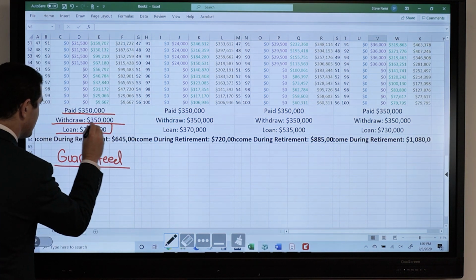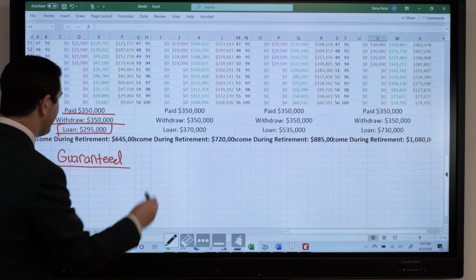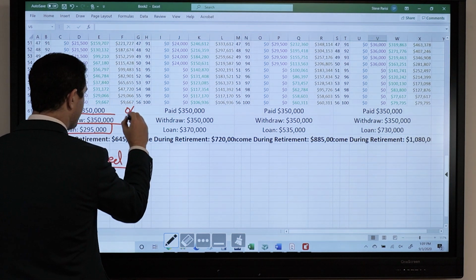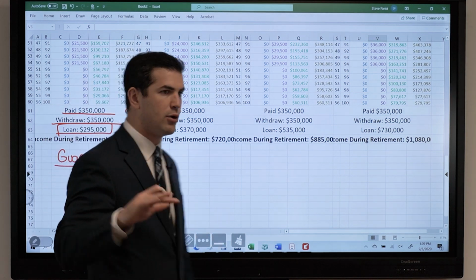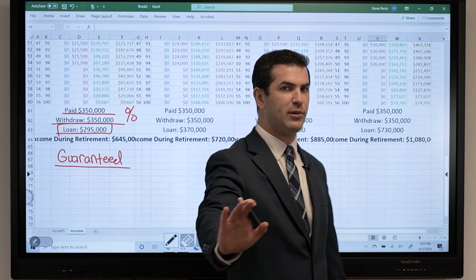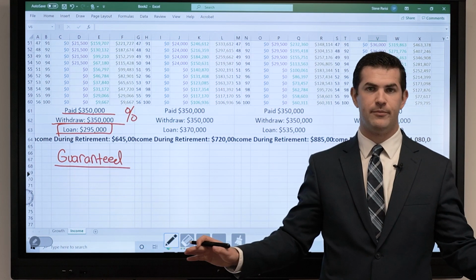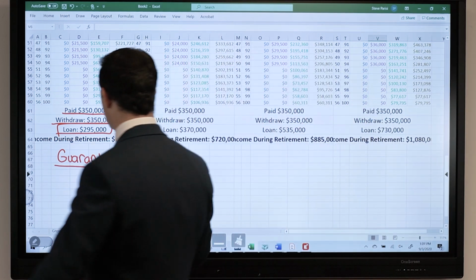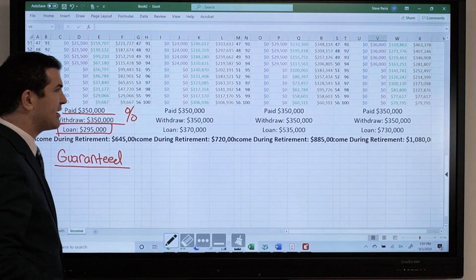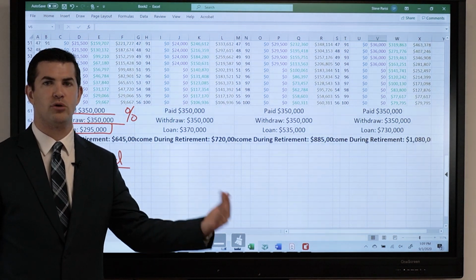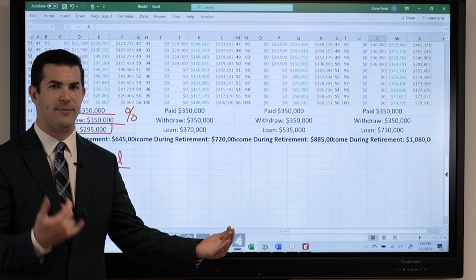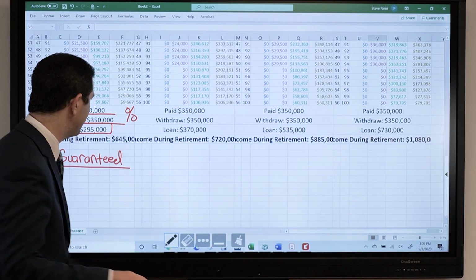Now these loans, total of $295,000, interest had accrued, the loan balance accrued. We assume zero payments apply to that loan balance, nothing. The reason why is if we're taking income out, it would be counterproductive to start making payments toward the loan balance when I'm taking income. Like it doesn't make sense.